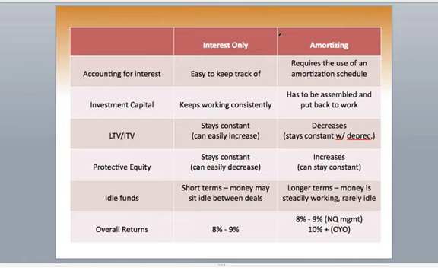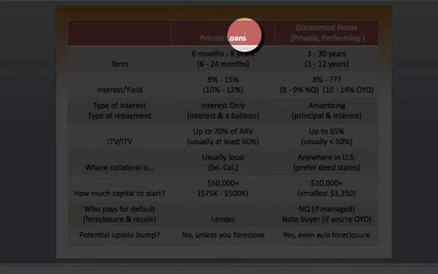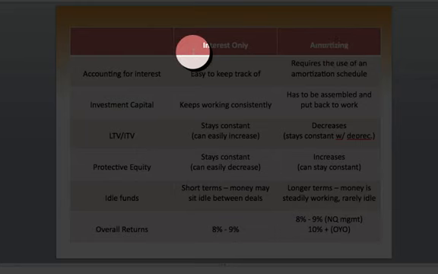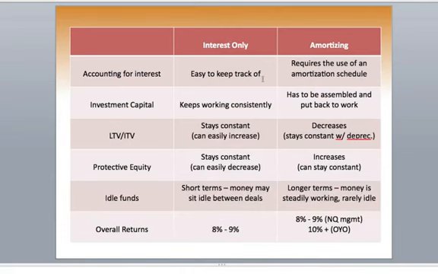Now, to look at the table another way, in this column we have interest only. Remember, private loans are usually interest only, and discounted notes are usually amortizing. For accounting for interest, when you have an interest only loan, it's super easy to keep track of. Every payment that comes in is just interest, and you know that in 6 or 12 or 24 months you're going to get your principal back in one big chunk. So for accounting purposes, super simple.